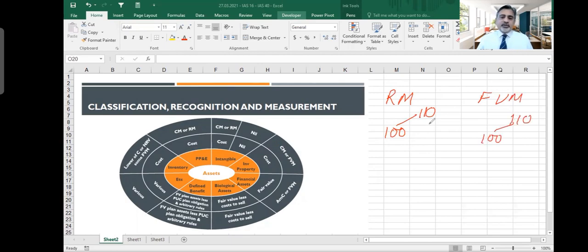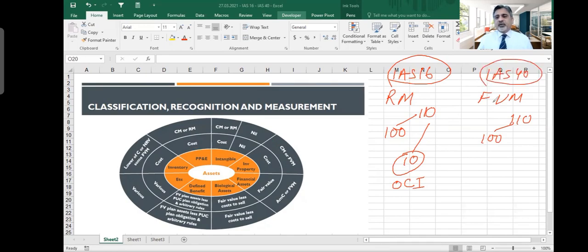So you should remember that this $10 increase should go to OCI, other comprehensive income. Remember OCI, the part which is below profit after tax, and then you add other comprehensive income to make it total comprehensive income. So any gain under IAS 16 goes to OCI. Why it goes to OCI, I will explain. Any gain under IAS 40, you also have a gain of 10, but this $10 gain will go to P&L.